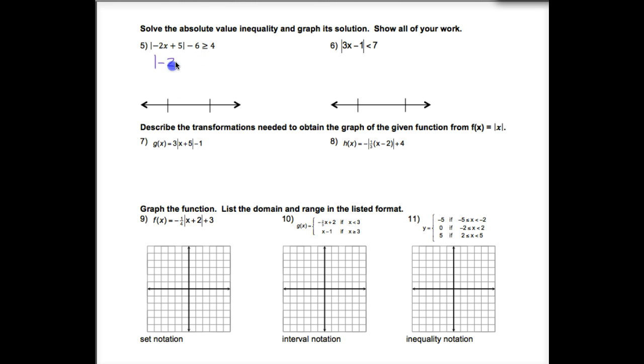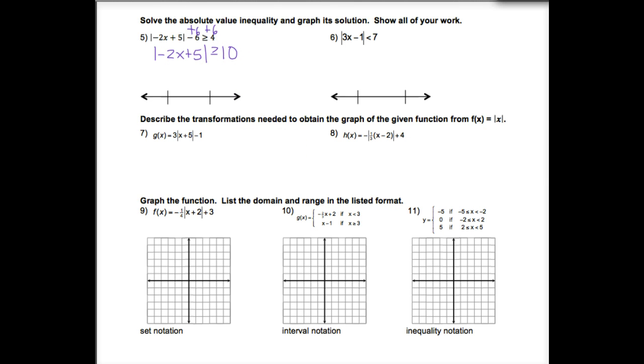So I split it after I add the 6. So greater than or equal to 10 before I split it into the two separate equations. So again, if you don't know how to do these ones, I'm not going to waste time on this video when I already did it on the last one. So you can check out the last video if you need help with those.